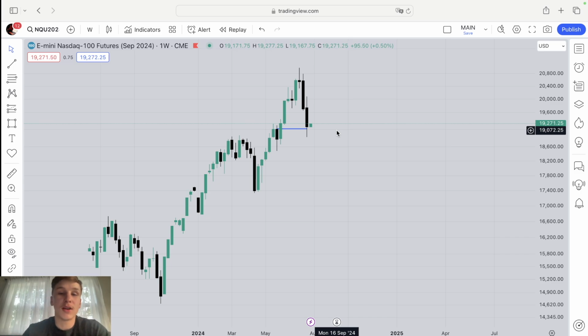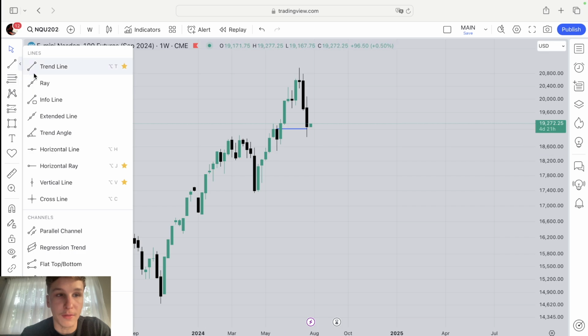Now, I would like to see this weekly candle open, trade above the opening, and then continue lower. And I'll be looking at this sell side liquidity low right here.